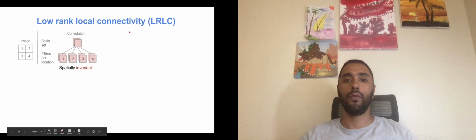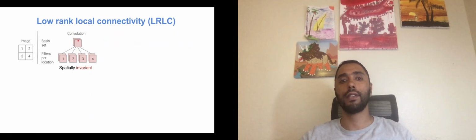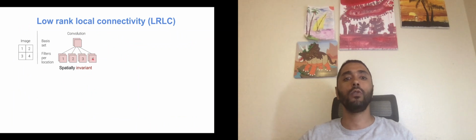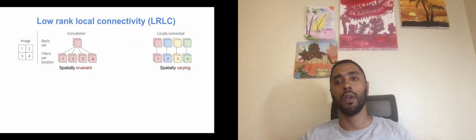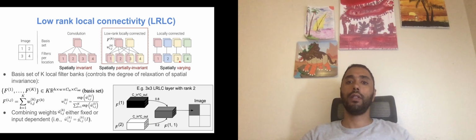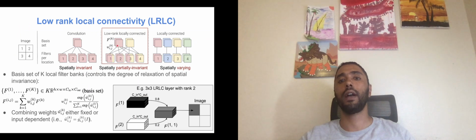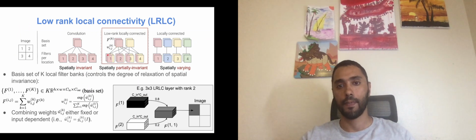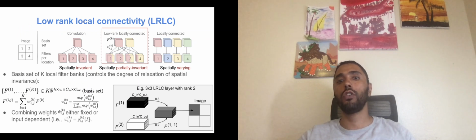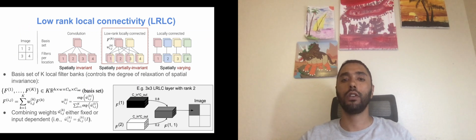To understand this layer, let's go back to convolution. In convolution, you have one filter bank that's applied at each location in space equally. By doing this, we achieve spatial invariance. Whereas in locally connected layers, you have n filter banks, and each location receives a different filter bank. This layer is spatially varying. A low-rank locally connected layer is somewhere in between. It has k filter banks, and for each location in space, we linearly combine these filter banks to construct a filter that's applied at that location. This is what we term the rank of the layer, which is the number of kernel bases that we combine. This terminology reflects that this layer's kernel has a low-rank factorization in the spatial dimension.